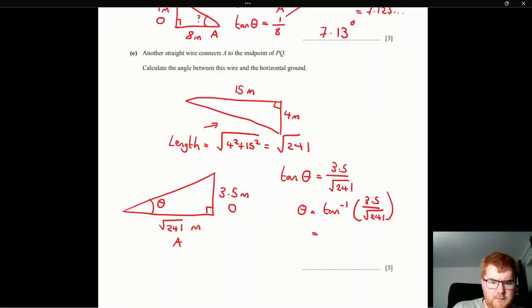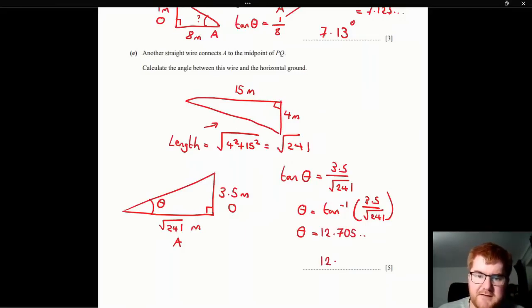Okay. And that gives us an angle of 12.705, and that simplifies to 12.71 degrees to 2 decimal places.